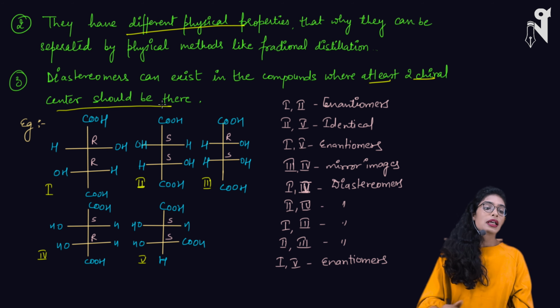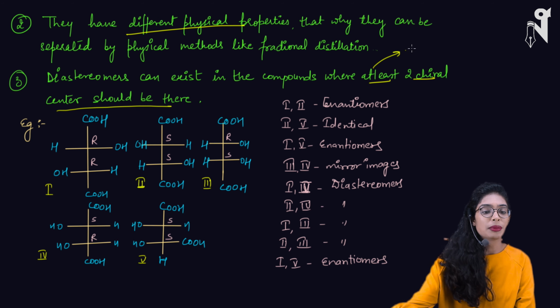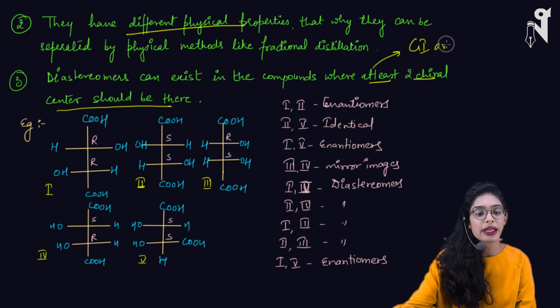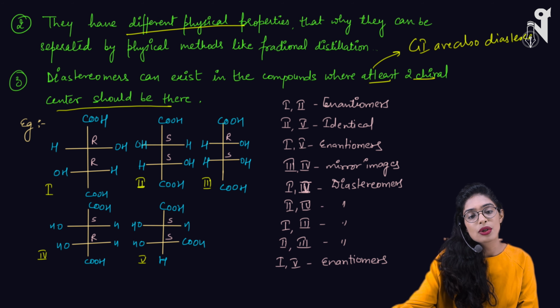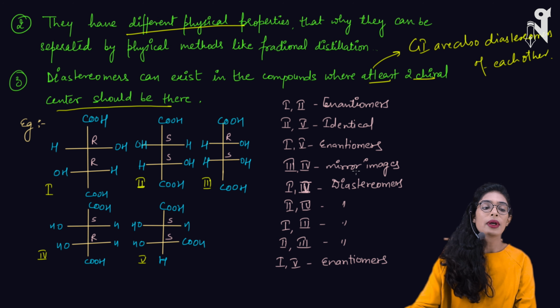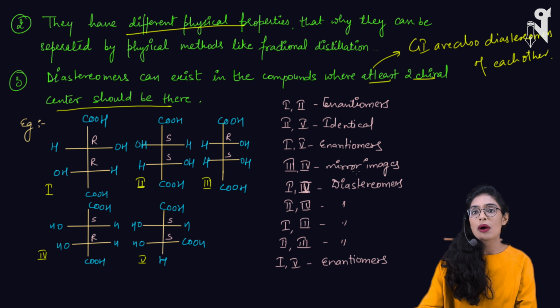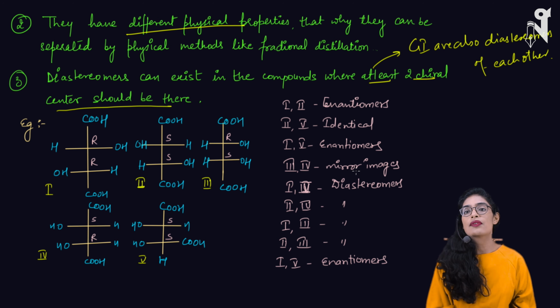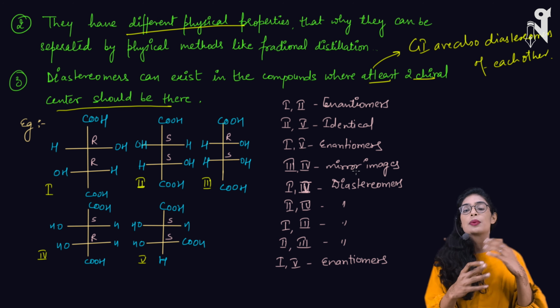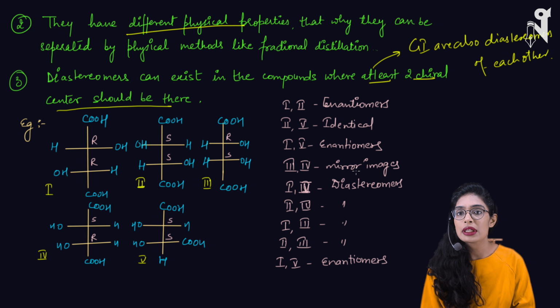Let's see some examples. Before that, write it down here: geometrical isomers are also diastereomers of each other. Now what I have done is I have taken a compound and switched the positions of the groups here and there in the Fischer projection, and then we have seen the relation between the different compounds that can be formed from that particular compound.